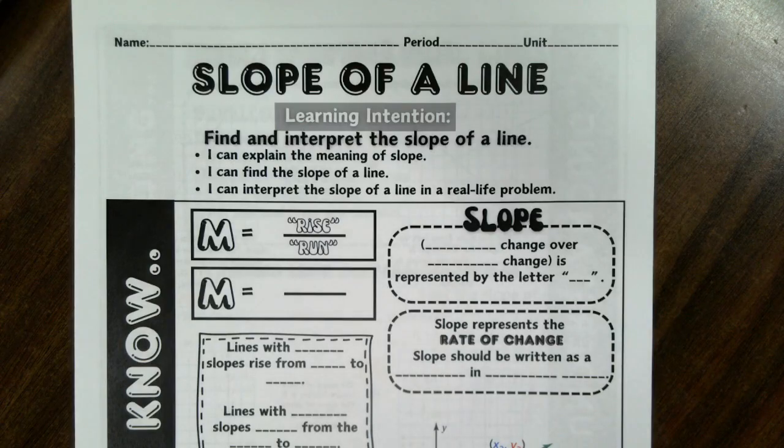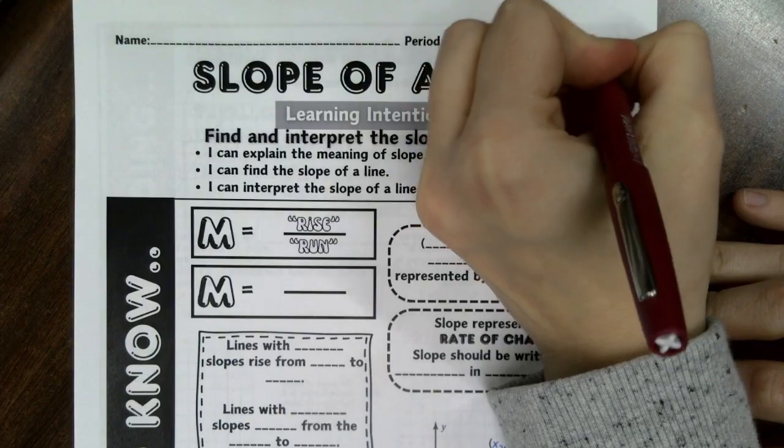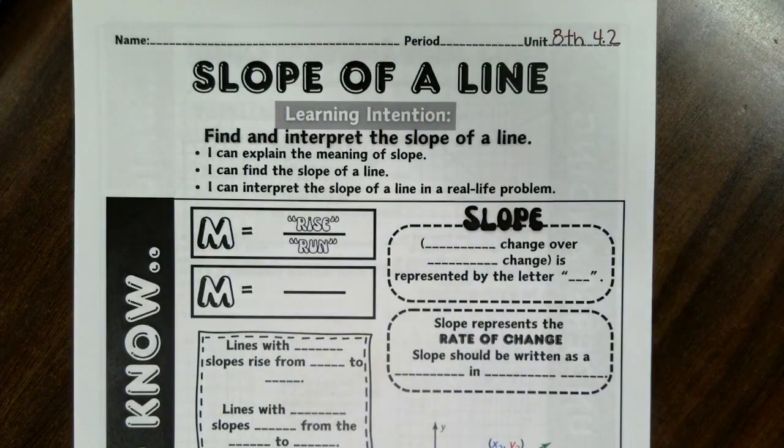Hey guys, we're going to jump right in to another video. This is Slope of the Line, which is 8th grade book 4.2. So write 8th 4.2 up at the top.